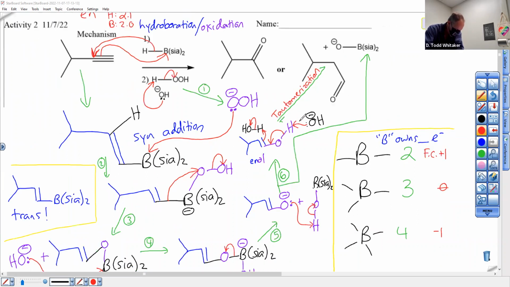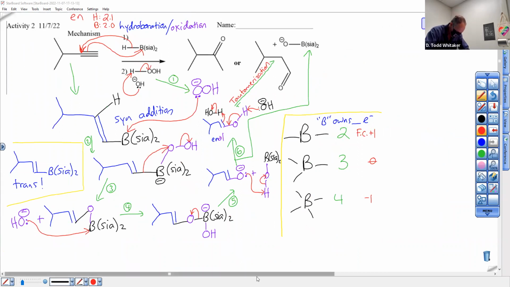Big picture, need everything on your sheet except for the notes. You don't need the yellow stuff. Everything else you need. And we'll take it from there. I'll stop the video though.